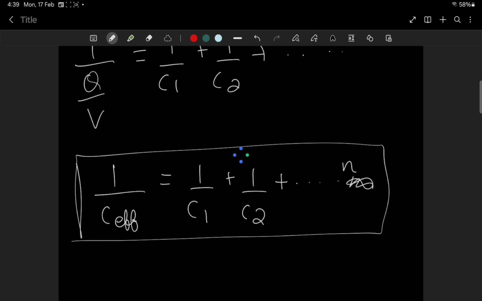So in series combination of capacitors, the effective capacitance is reduced. It will be less than the lowest capacitance in the combination, as with resistance. So when you consider series, capacitance is less. Now parallel combination.